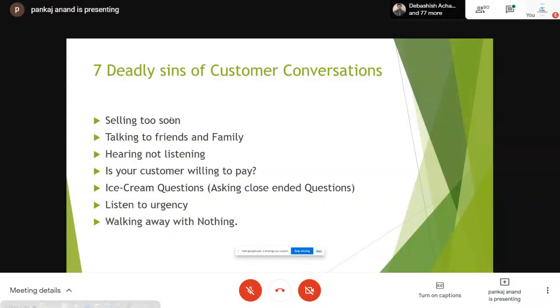And the last point would be walking away with nothing. Basically, you have spoken with your prospect customer for half an hour, but once you go out of there, you have no idea what you took out from there. You lost everything. Never do that. Keep making points. Keep making MOM, minutes of meeting, so that you can actually work on those and improve yourself, your idea, or your product.